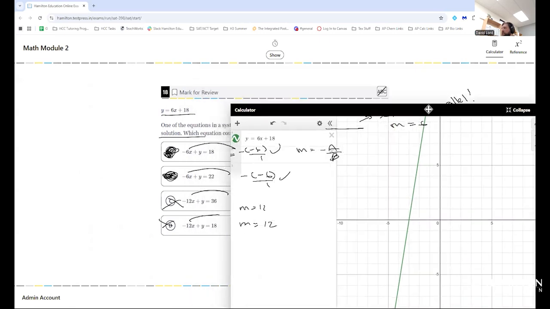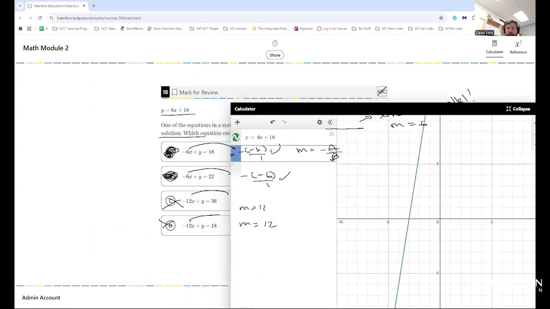All right, and now let's do the second one. Negative 6x plus y is equal to 18. Oh, so although A had the right slope, it has infinitely many solutions, not no solutions. So if we change it to 22 now, that gives us a pair of parallel lines.